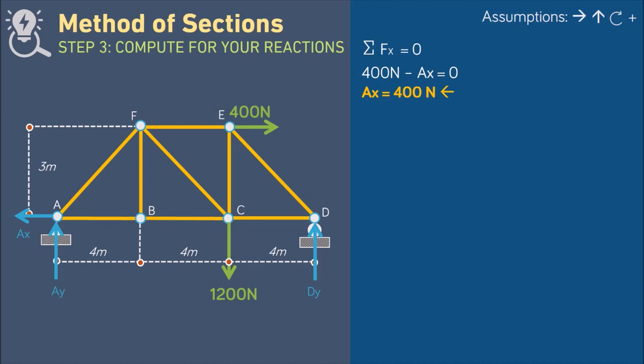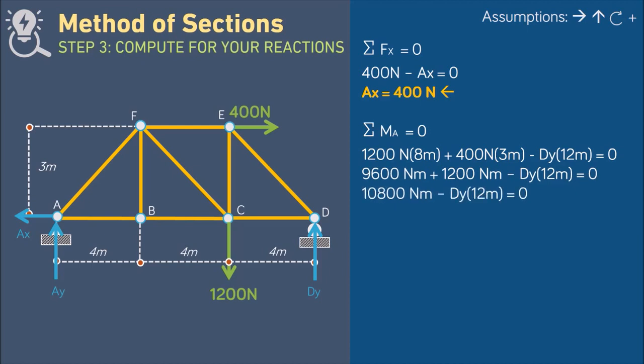Next, we will take the vector sum of all forces that will produce a moment about point A. Then equate them to 0. Doing this will eliminate the unknown reactions at point A. So, we have the positive moment from 1200 newtons times a distance of 8 meters from point A, plus the positive moment from 400 newtons times its distance of 3 meters from point A, plus the negative moment from D sub y times its distance of 12 meters from point A. Equate everything to 0. So we're going to proceed with simplifying the whole equation. Until we come up with D sub y being equal to positive 900 newtons. It's positive, meaning the direction we have assumed in our original free body diagram is correct. So its direction is going upwards.